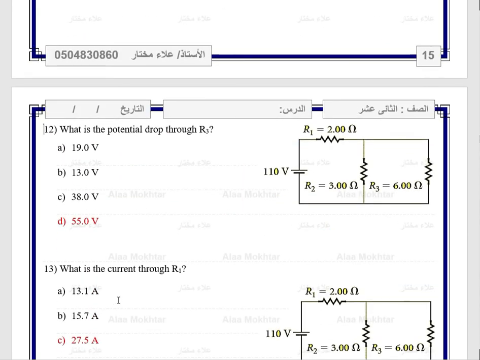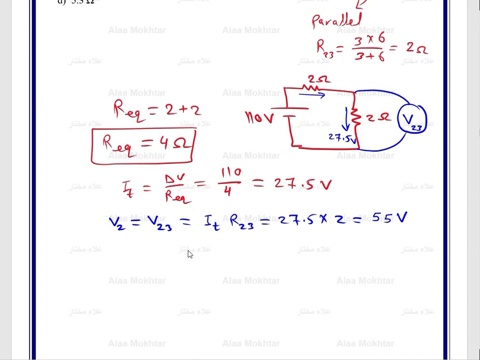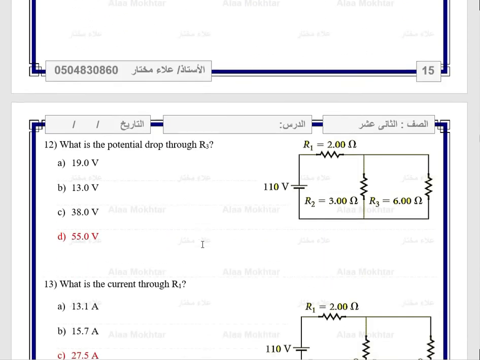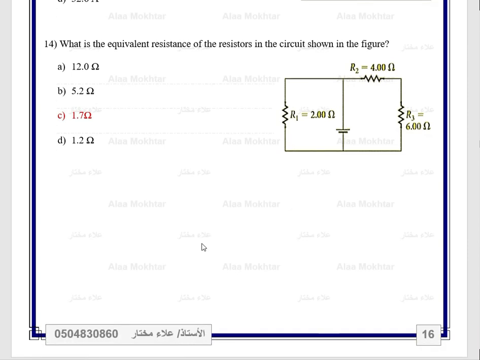Okay, what is the current through R1? The current through R1: we calculated I total as 27.5, as you see in this question. The same for questions 12 and 13. Question number 14 is different. What is the equivalent resistance of the resistors in the circuit shown in the figure?